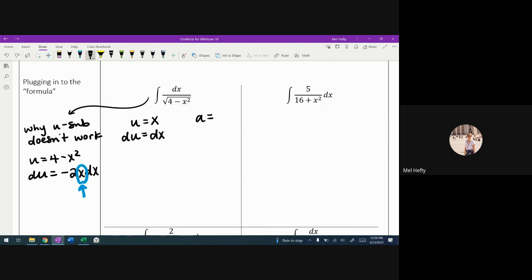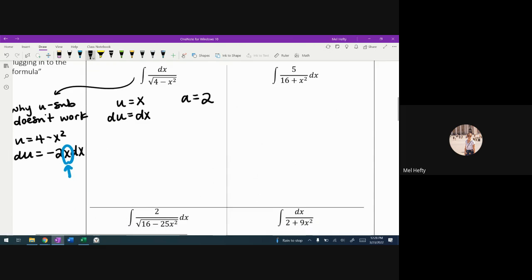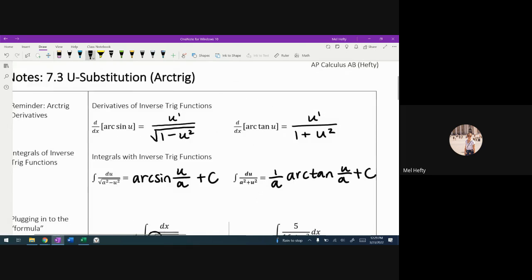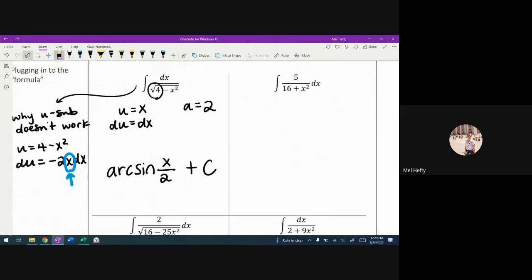All right. What do you guys think A is? 2. All right. So we said this was arcsine. Does arcsine have the 1 over a out front? No. So we're going to do arcsine of u over a, so x over 2 plus c. Done. Because this is a squared, so we have to find the square root.